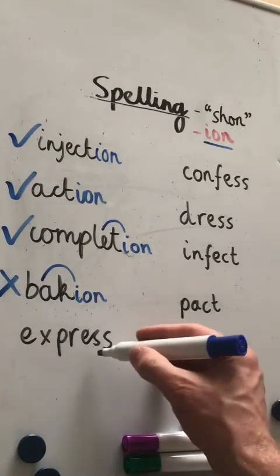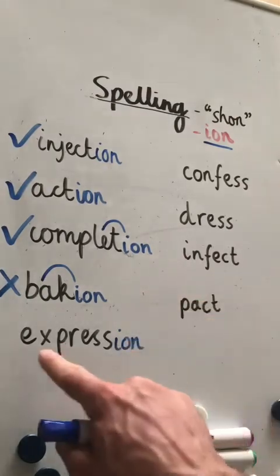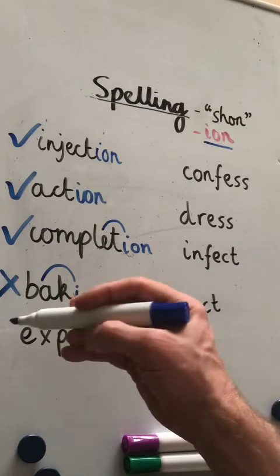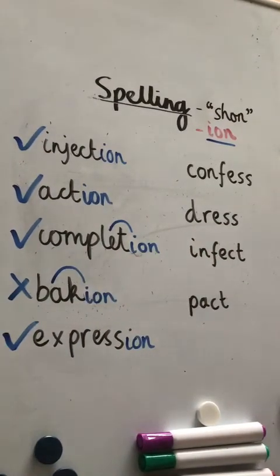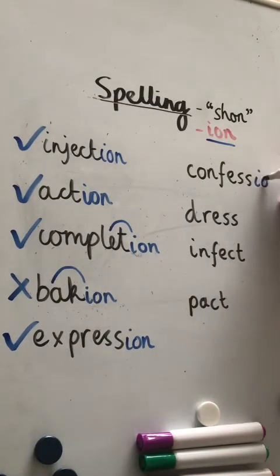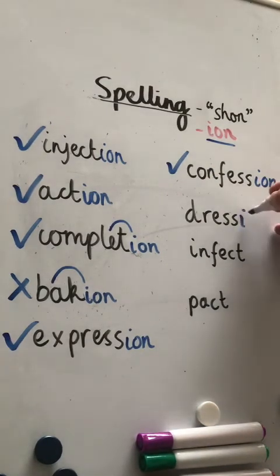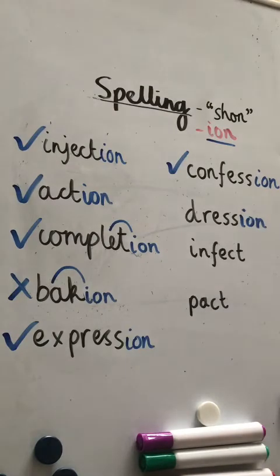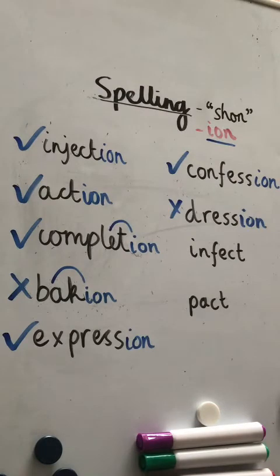Express. Now, this ends in a double S. So, by the rule, if I add I-O-N, that should become expression. Yes, I like the sound of that one. Next one, confess. Again, it's a bit like express. It's got two S's on the end. If I add an I-O-N on the end, confession. I like the sound of that one. Dress. So, again, double S, I-O-N. Dression? No. I don't like the sound of that one.